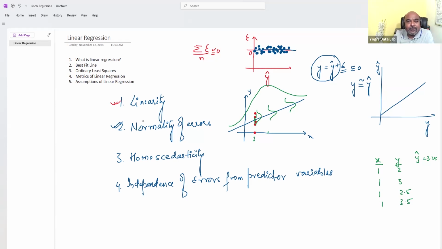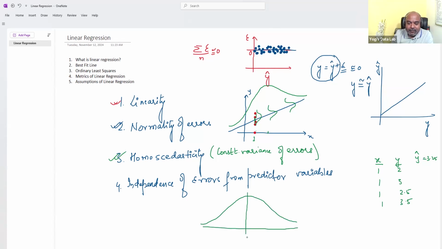Coming to the third point, which is homoscedasticity. When you talk about homoscedasticity, this means constant variance of errors. Now, when I talk about constant variance of errors, if I talk about a normal distribution and my mean is approximately equal to 0, which is in analogy to what you saw in a standard normal distribution, where your mean was 0 and the standard deviation was 1. That is standard normal distribution.